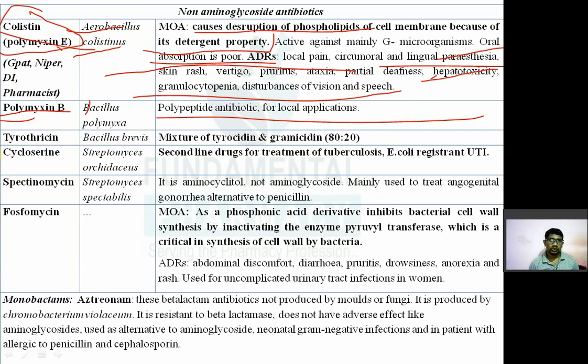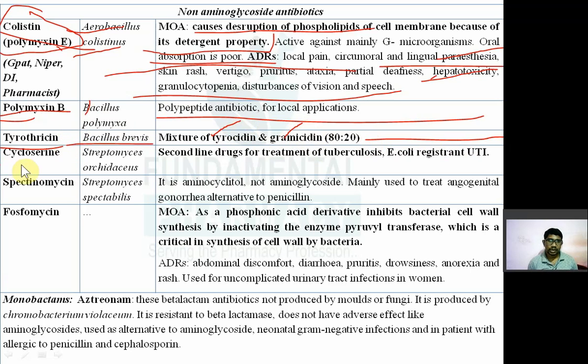Next one is thyrothricin. It is obtained from Bacillus brevis. It is a mixture of two antibiotics, thyrocidine and gramicidin, in an 80:20 ratio. Thyrocidine is a bacteriostatic drug, and gramicidin is a highly toxic drug. So thyrothricin is a mixture of thyrocidine and gramicidin. Remember this much.